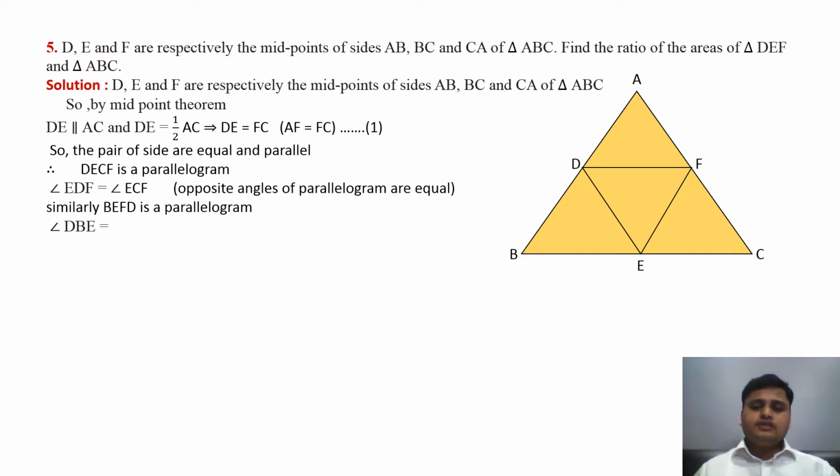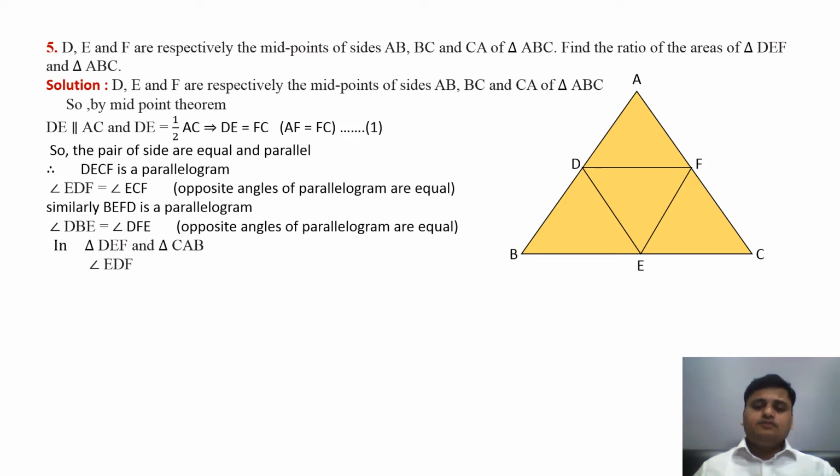Now after that similarly we can say that DBEF is also a parallelogram, and if it becomes a parallelogram then angle DBE is equal to angle DFE, and the reason will be opposite angles of a parallelogram are equal. After this we will take two triangles. One triangle is DEF, another triangle is CAB.